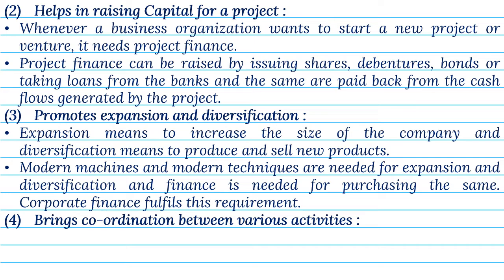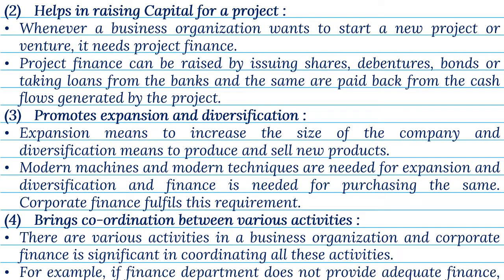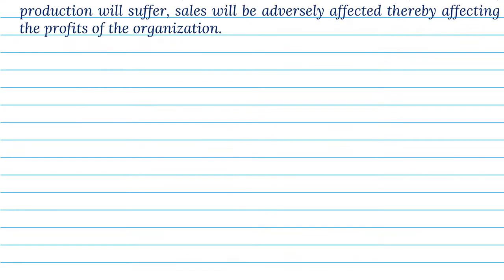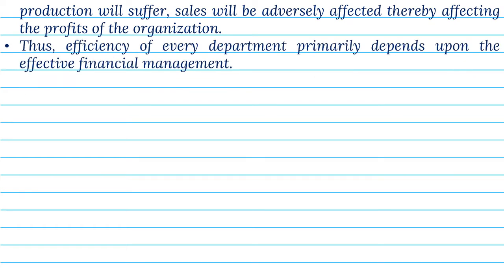4. Brings coordination between various activities. There are various activities in a business organization, and corporate finance is significant in coordinating all these activities. For example, if finance department does not provide adequate finance, production will suffer, sales will be adversely affected, thereby affecting the profits of the organization. Thus, efficiency of every department primarily depends upon the effective financial management.